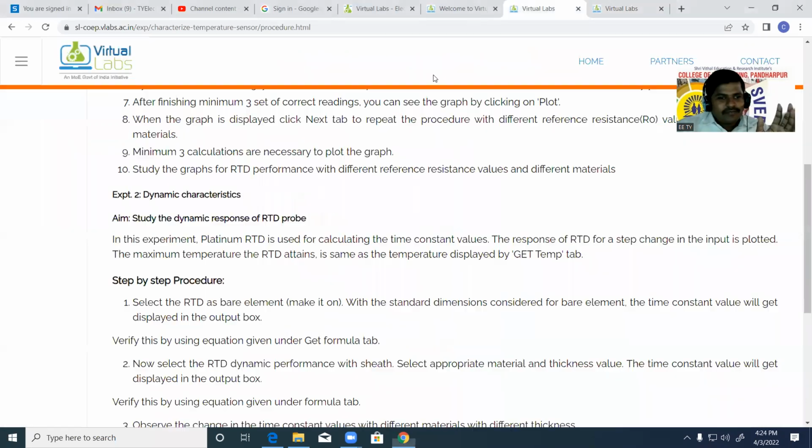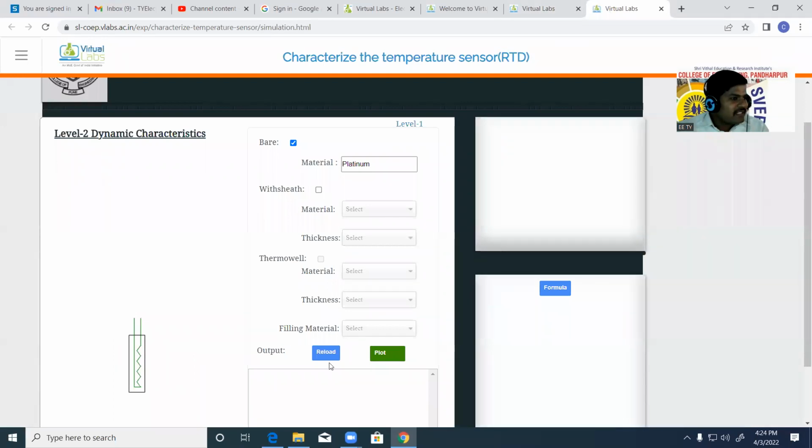Now see, select RTD as a bare element, make it on with the standard dimension it can be provided, some standard dimension considered for a bare element. The time constant value will get displayed in the output box. Time constant, have you written 1.17 second. Now see, verify this using the equation under the get formula tab. आता त्याच्यासाठी इक्वेशन आहे, त्याच्यावरून ते व्हेरीफाय करायचंय. 1.17 येतं का तुम्ही कॅल्क्युलेशन करा नंतर.